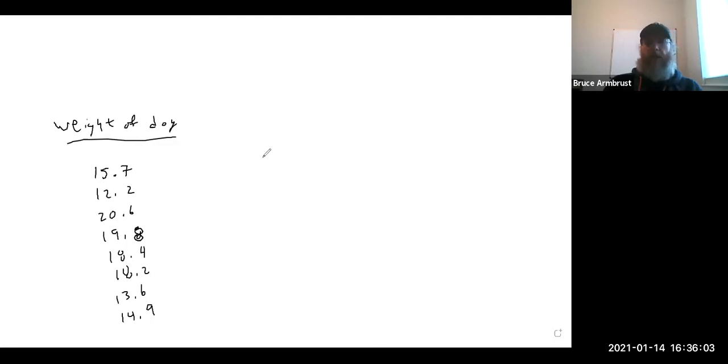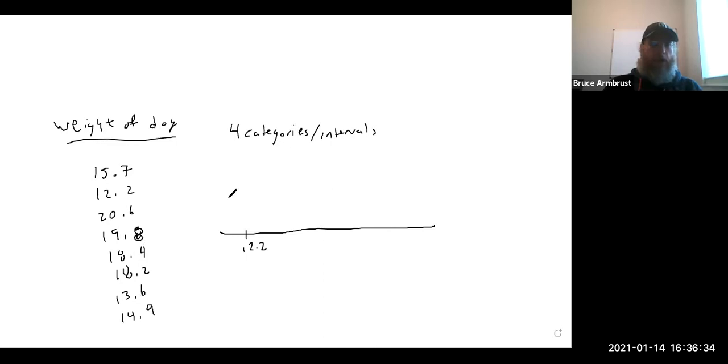So what I want to do is I want to split this into a bunch of categories, and I want, let's say, 4 categories. Right. So 4 categories, say intervals. So if we were just to look on the real number line, we'd see that the smallest one is 12.2. And the biggest one is 20.6.